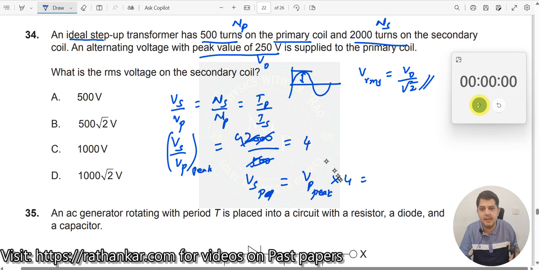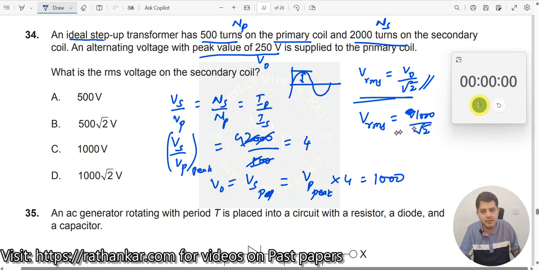What is this V primary peak? Which is given as 250. So 250 multiplied by 4 should be 1000 over here. We have got only Vs peak. What is it that we need? We need VRMS. So VRMS is nothing but, substitute this value. Vs peak is nothing but V0, right? So V0 is 1000, divided by root 2. Do I have 1000 by root 2? No, we have 1000 by root 2 here.